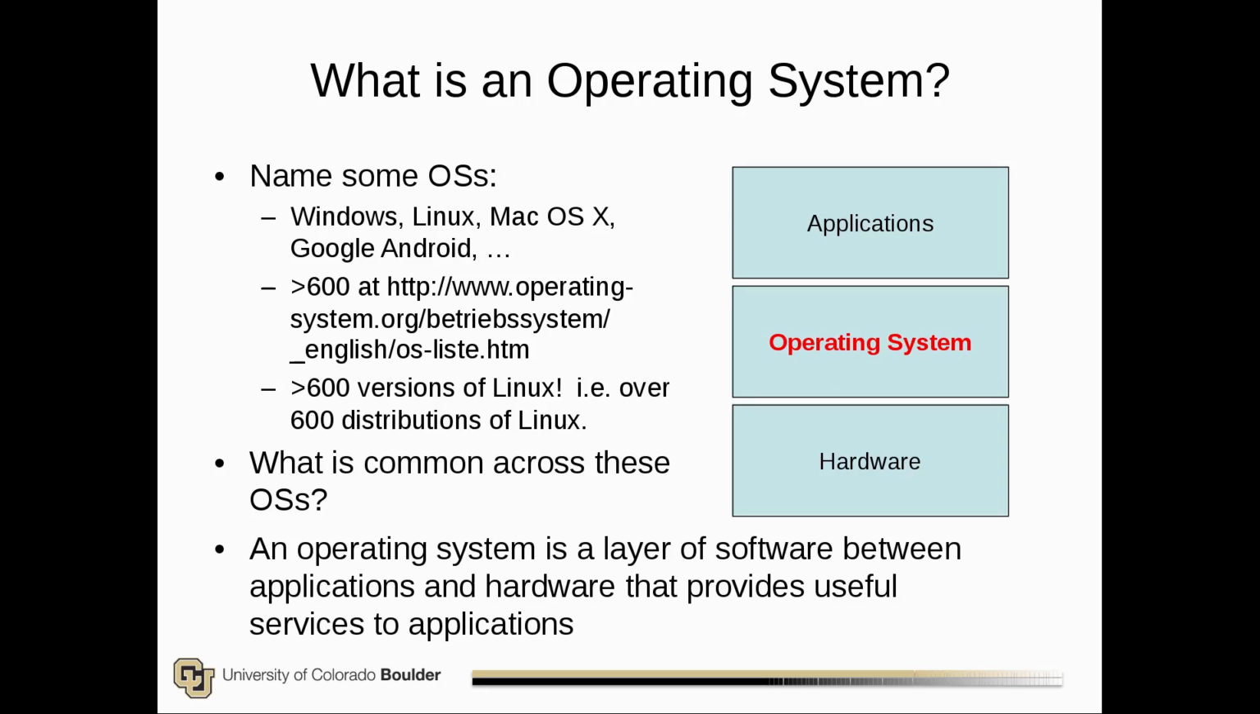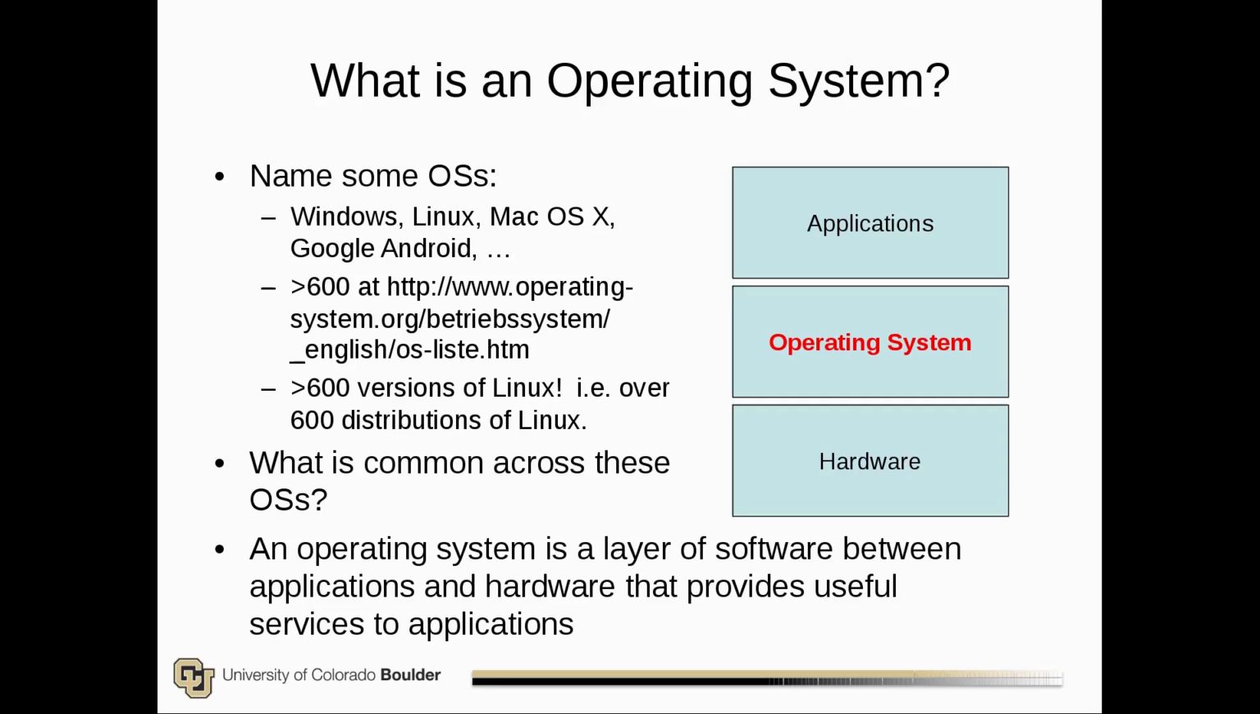Alright, so let's just jump right in. So what is an operating system? The formal definition is a layer of software between application and hardware that provides useful services to those applications. Now that's pretty vague, since both applications are software and the OS is software as well. But we're going to dig in a little deeper and see what distinguishes the OS from just a normal software application.